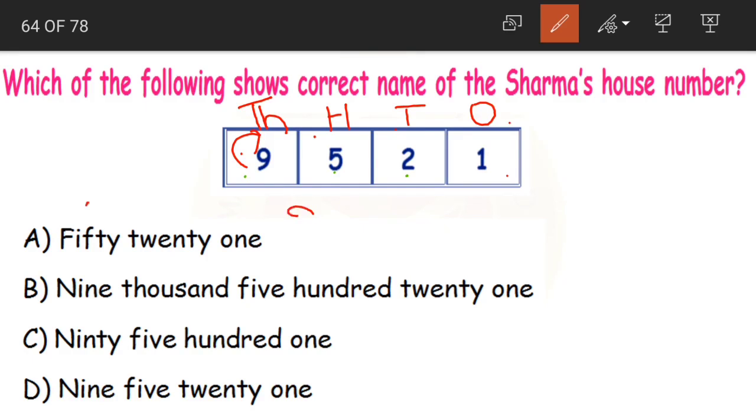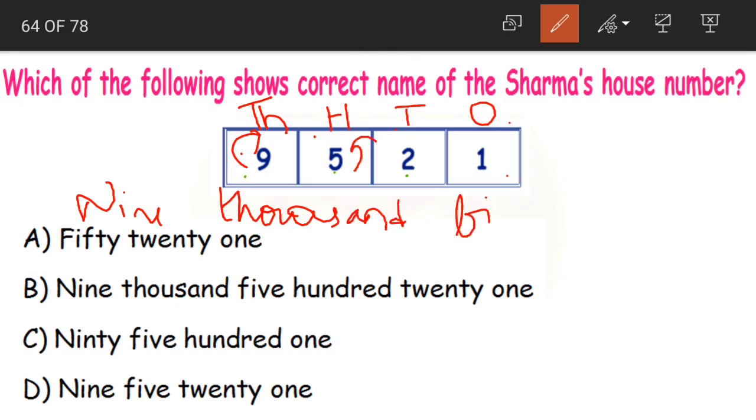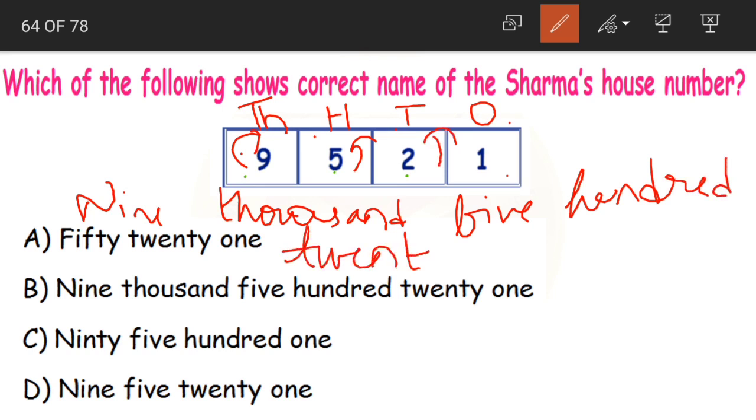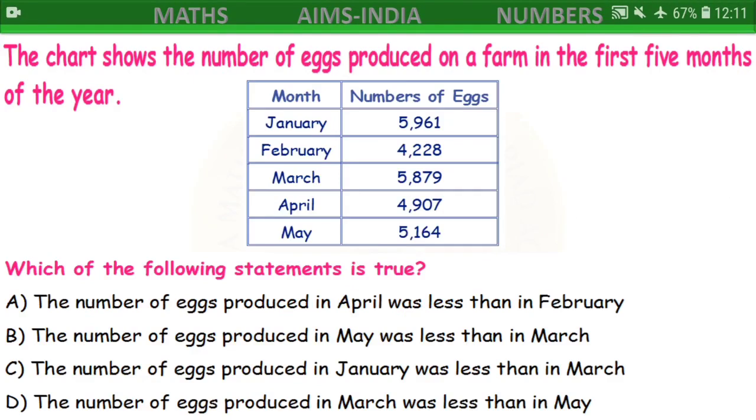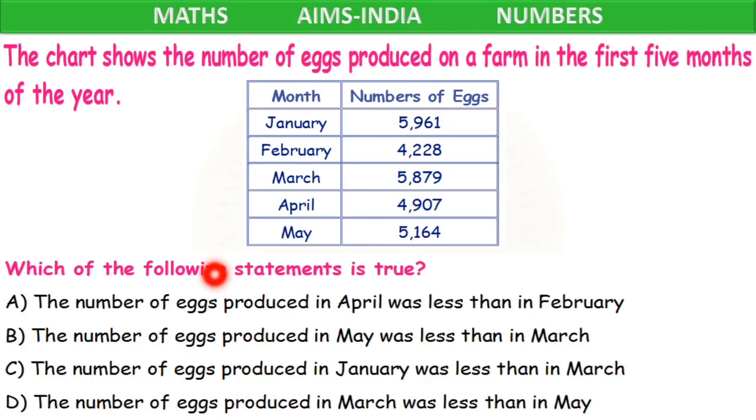9,000. 5 is in hundreds place. So, 5 hundreds. 2 is in tens place. So, 20. 1 is in ones place, so we'll read it as 1. 9521 will be the correct name of Sharma's house number. Now if you look at the options, it is option B, 9521. Clear, children? Moving on to our next question.